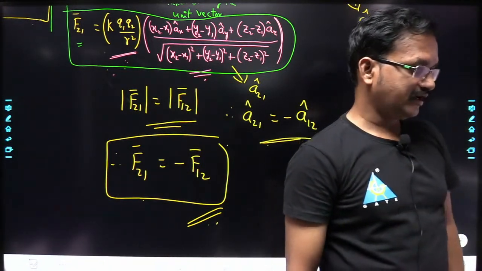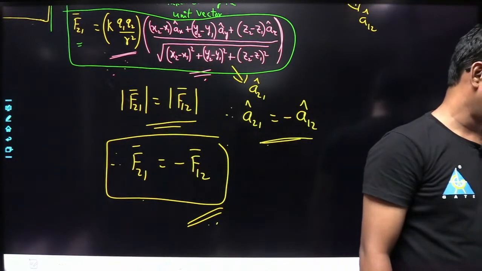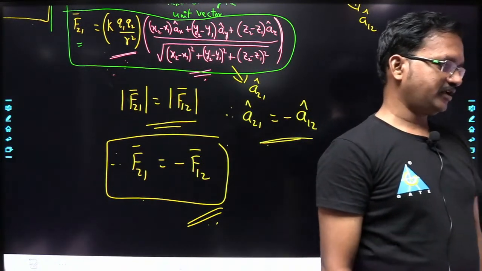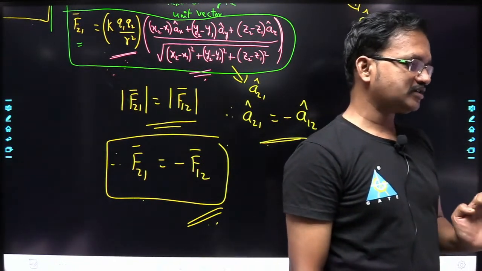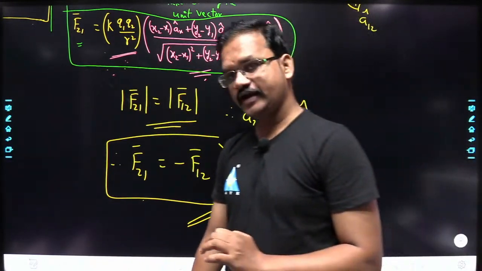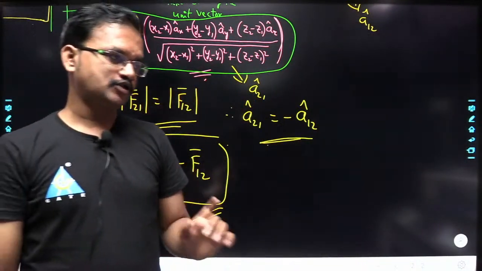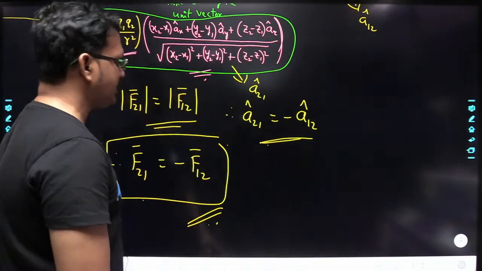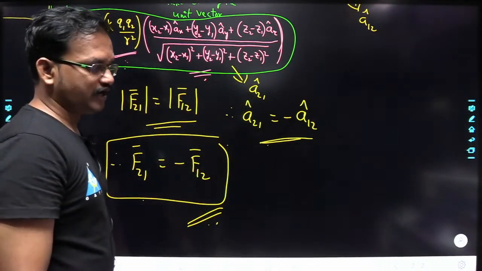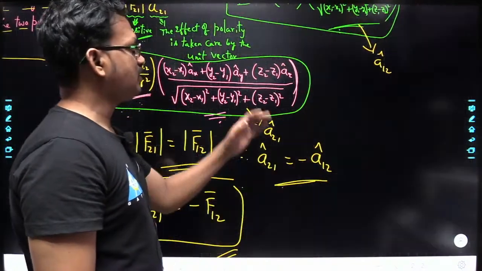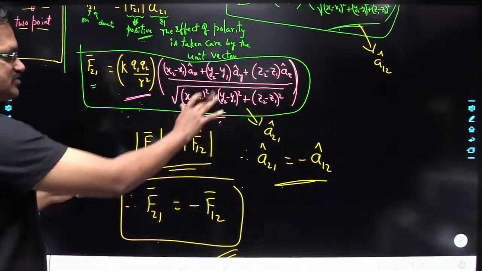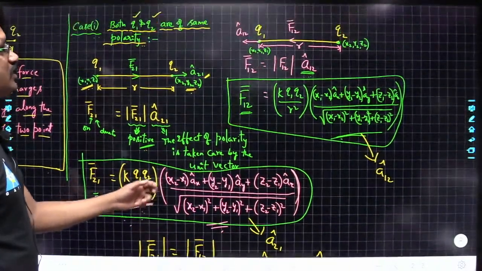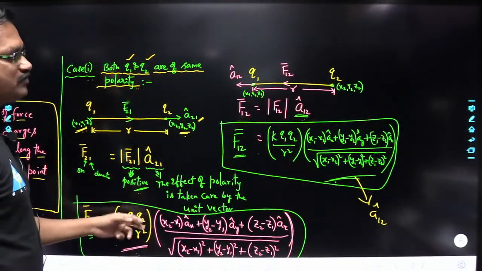Is it clear how to write the direction? Always what you have to do? Write the magnitude and then separately write the direction here. So the direction will take care of polarity. So whenever you are writing the magnitude, always write it as positive irrespective of the polarity. Understood? The effect of polarity will be taken care by the unit vector. Okay, so these things you have to keep in mind: how to write the unit vector, that is direction, and how to write the magnitude. So here we have considered case 1, that is both Q1 and Q2 are of same polarity.